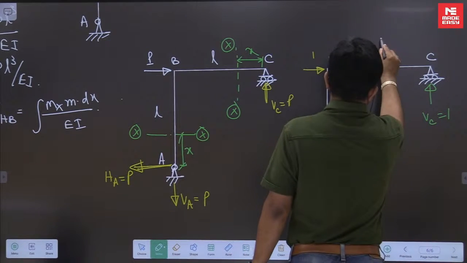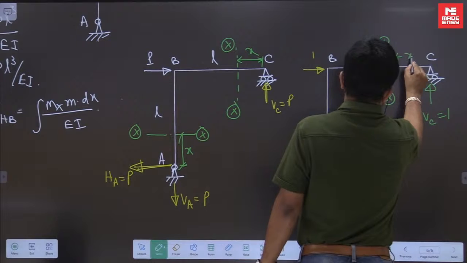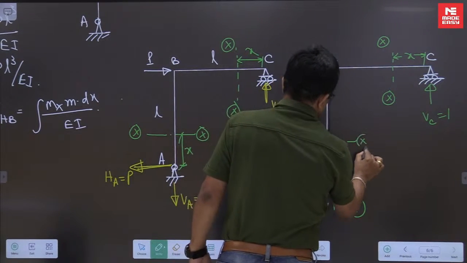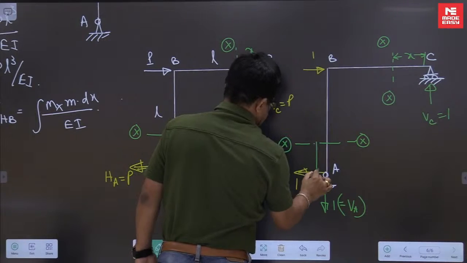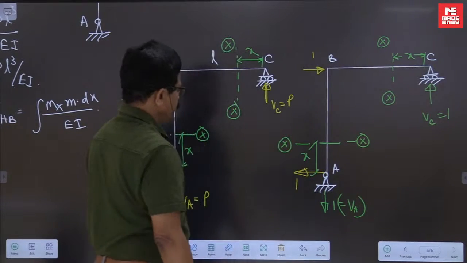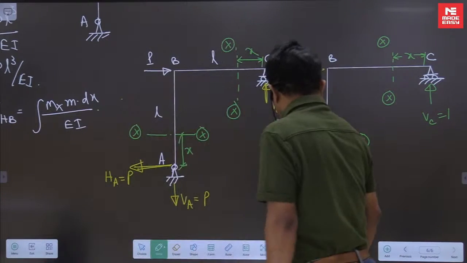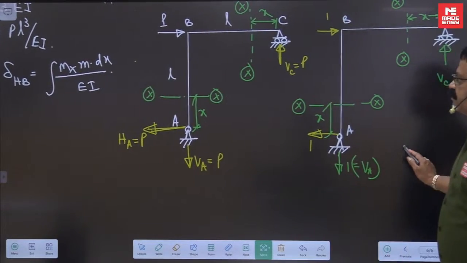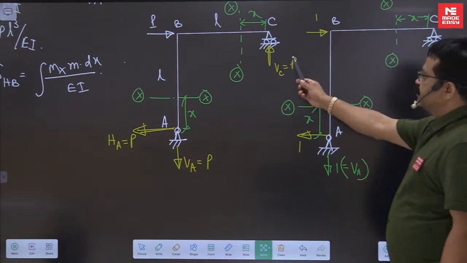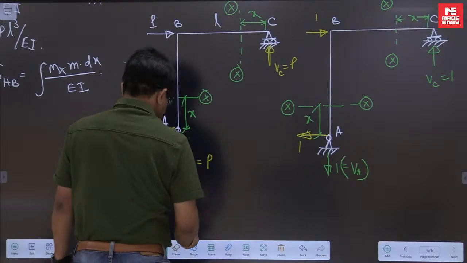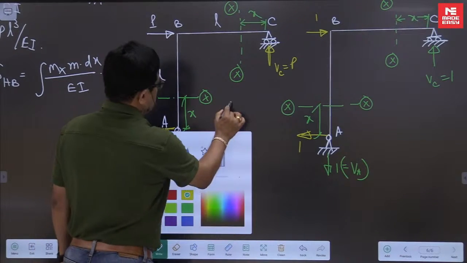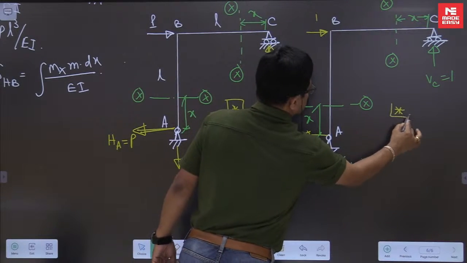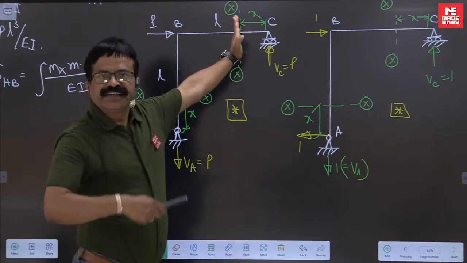This is section XX at a distance of x. Here also the same, section XX at a distance of x. Okay. Now you have to find how many terms. First we have to see. We have to stand here. Stand here, look right side.